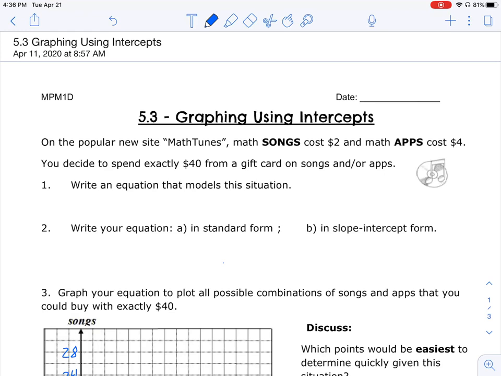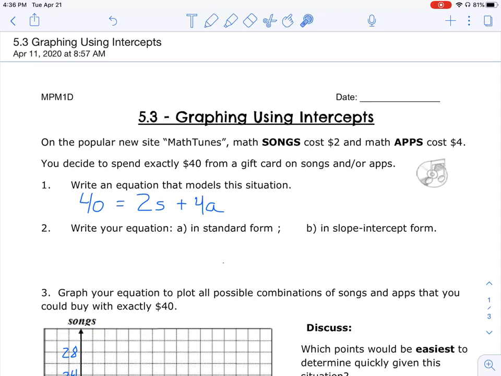Well, you have $40 and you can buy any combination of apps and songs. We already talked about that, songs cost $2, so it would be $2 per song, plus $4 per app. So we have an equation that models this situation. Next step, writing our equation in standard form and then again in slope-intercept form.